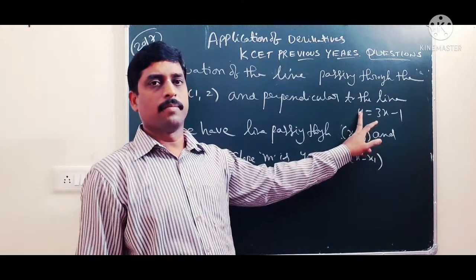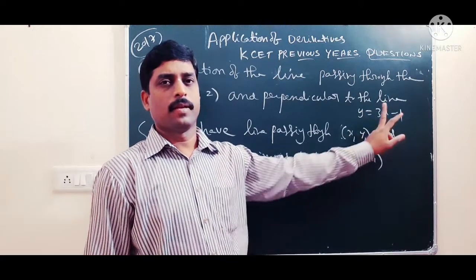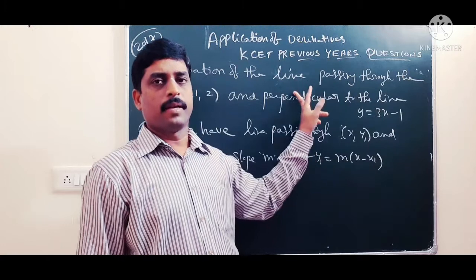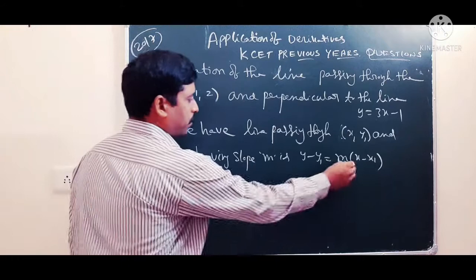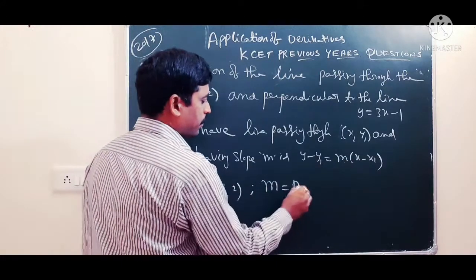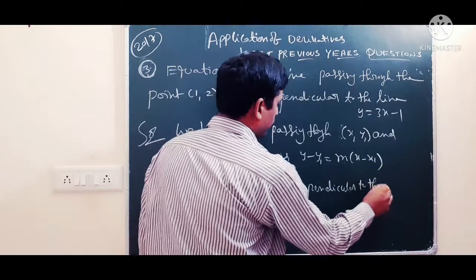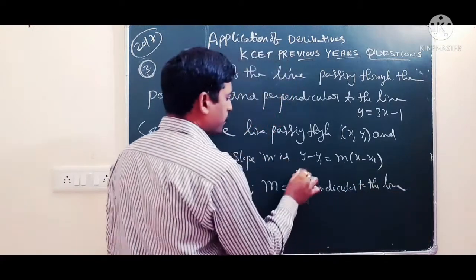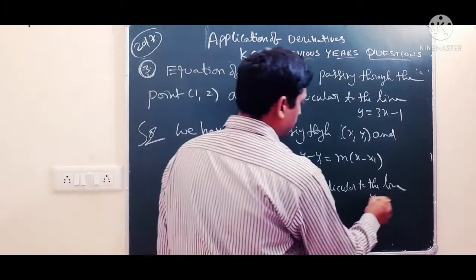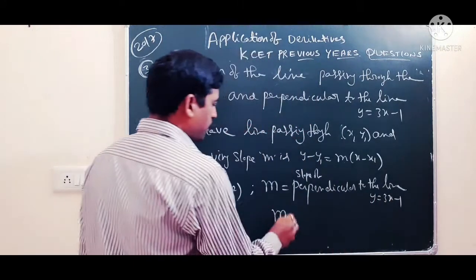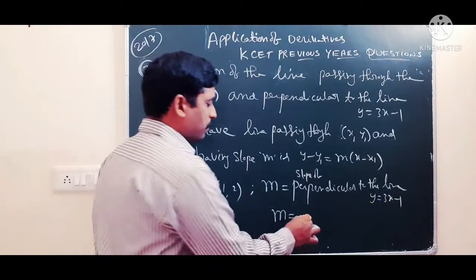the slope of the line is 3. So on comparing y is equal to mx plus c with the line y is equal to 3x minus 1, m is equal to 3, but the perpendicular slope is minus 1 by 3. So the slope perpendicular to the line y is equal to 3x minus 1. Okay, this will be: m is equal to the slope of this line, 3, and the perpendicular slope is minus 1 by 3.